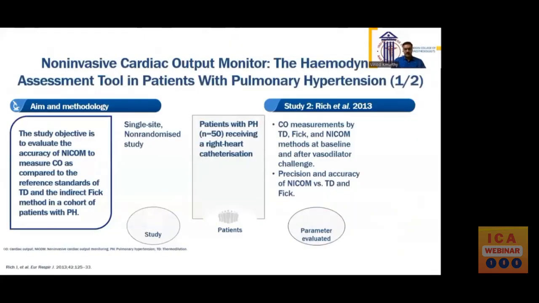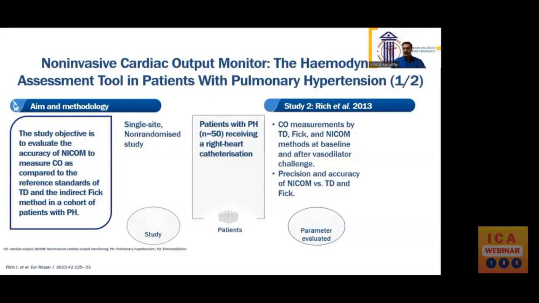In this study, which was conducted by Rich et al. in 2013, it is a non-randomized study to evaluate the accuracy of non-invasive cardiac output monitoring to measure cardiac output as compared to the reference standards of thermodilution and indirect FIC method in a cohort of patients with pulmonary hypertension who were receiving a right heart catheterization.